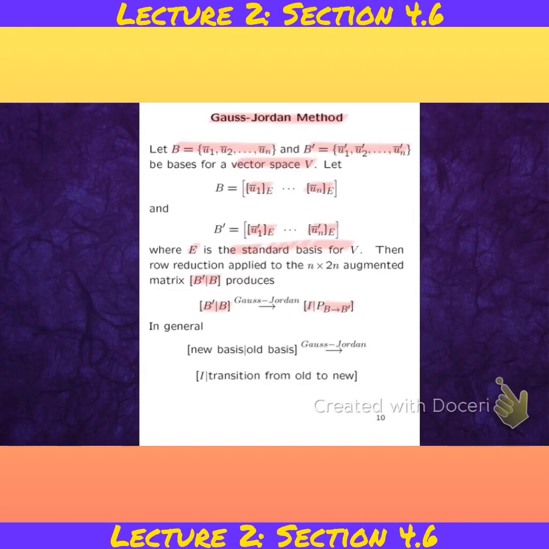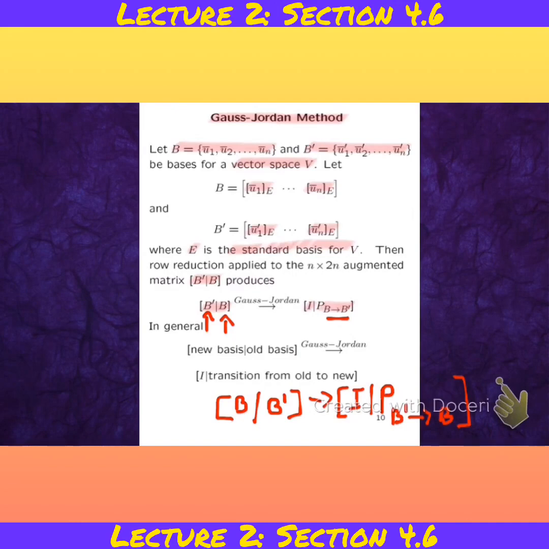You see, we go from B to B prime there, and we place B there, and we place B prime there. All right, so if you were to turn it around, B to B prime, then you would reduce that to the identity matrix. Whatever you get on the left will be the transition matrix from B prime to B. Okay, so the order is very important in this case.